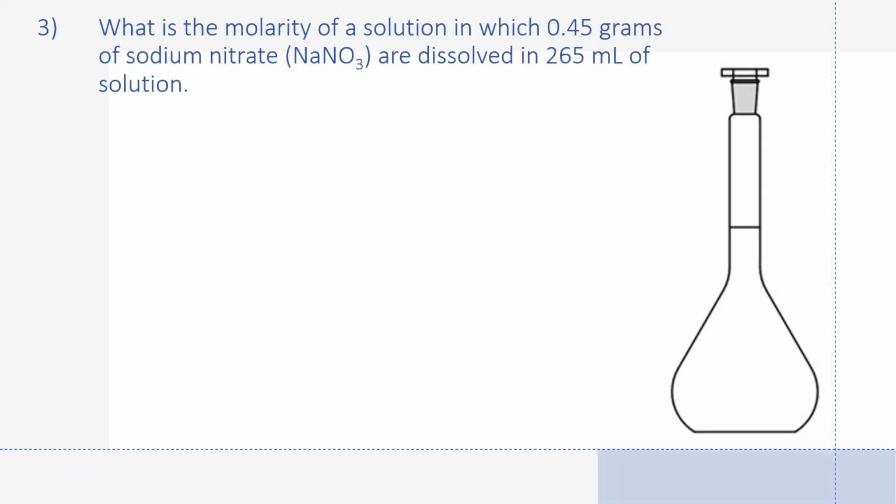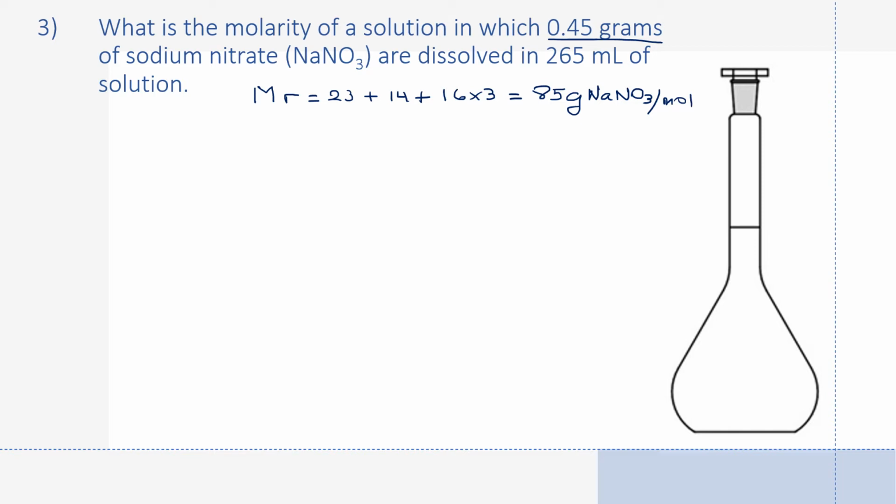In this third example, they don't give me the number of moles. They gave us 0.45 grams of sodium nitrate. So you need to calculate the molar mass of sodium nitrate. And that is going to be 23 for sodium plus 14 for nitrogen plus oxygen, which is 16 times 3 because it appears 3 times. That is 85 grams of sodium nitrate per mole.